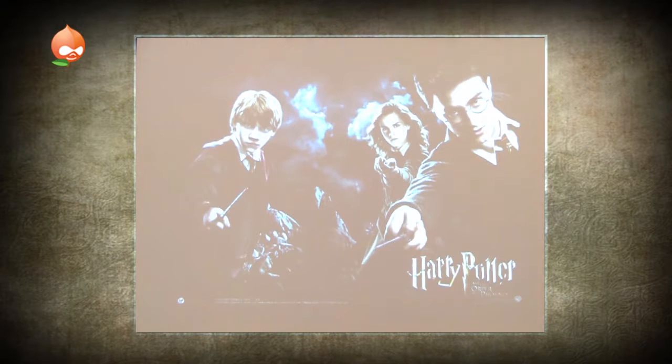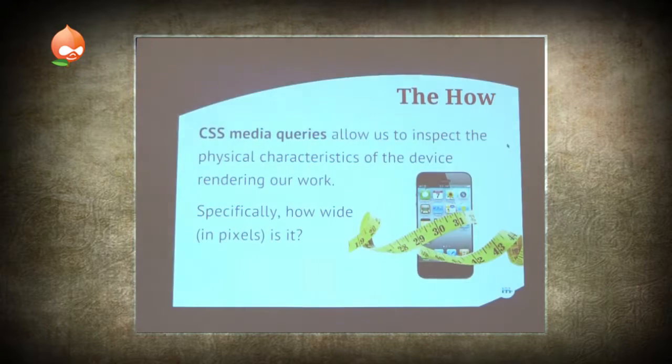So how does this magic happen? How do we make this work for our website? Well, CSS media queries are the magic wands and the powerhouse behind the Omega theme. It allows us to query the user's device and say, how big is this device? Is it 300 pixels wide? Is it maybe 700? Is it an iPad? Or maybe is it a giant widescreen monitor?